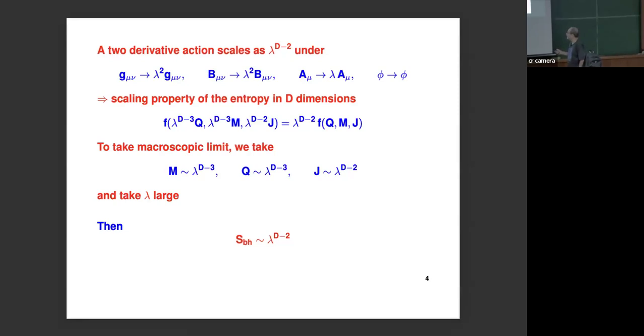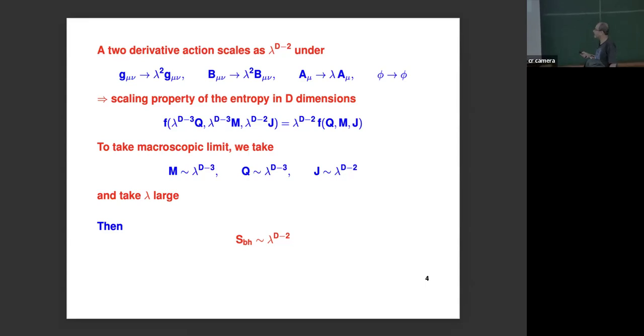So one can derive a scaling property of the entropy by noting that if you have a two derivative action, then this scales as lambda to the d minus 2 if you scale the metric, the two-form field, and the gauge fields in this way. And from this, it follows that the entropy has a similar scaling property because the entropy scales as the action.